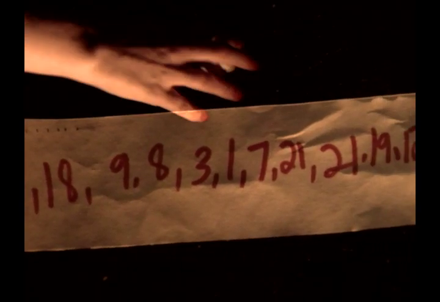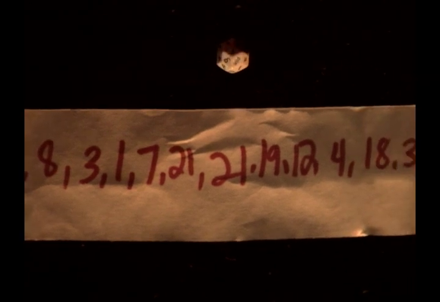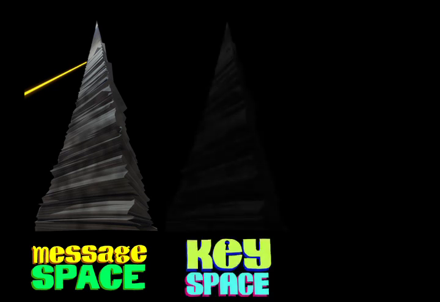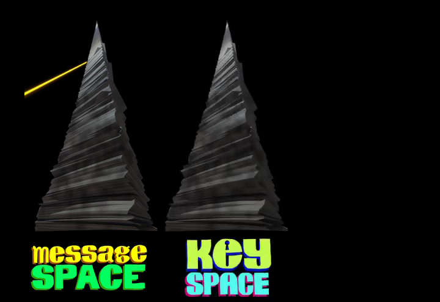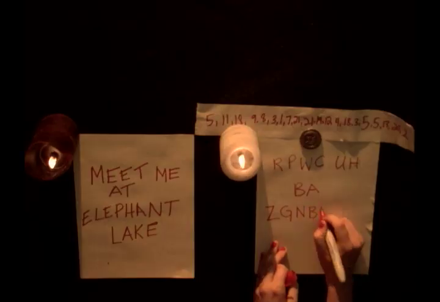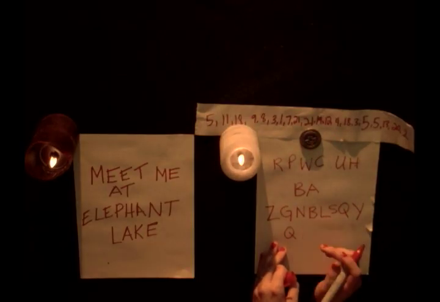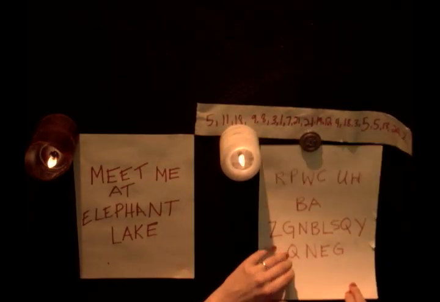Next, Alice applies the shared key, which is a list of 20 randomly generated shifts between 1 and 26. The key space is the complete collection of all possible outcomes. Generating the key is equivalent to selecting a page from this stack at random. When she applies the shifts to encrypt the message, she ends up with a ciphertext.